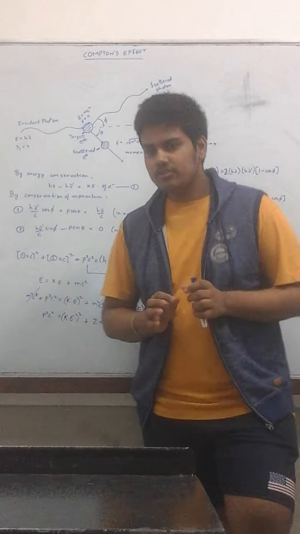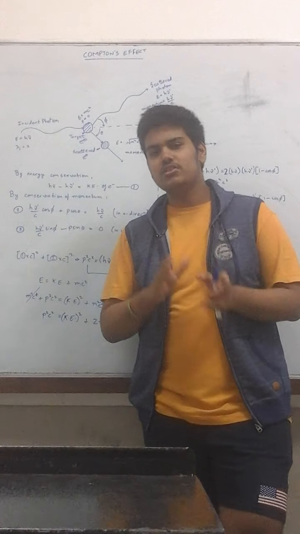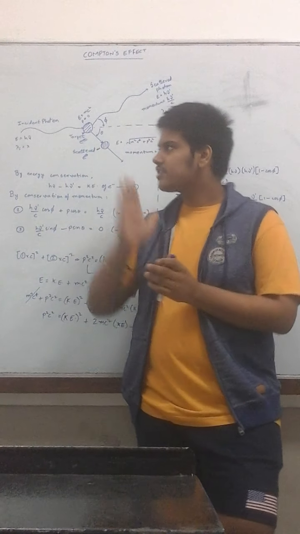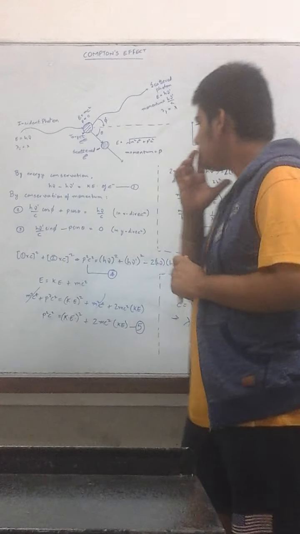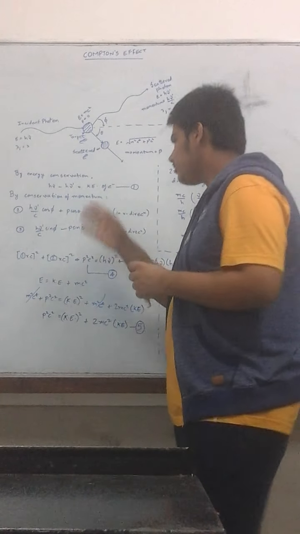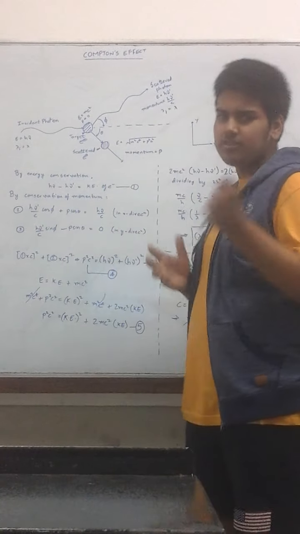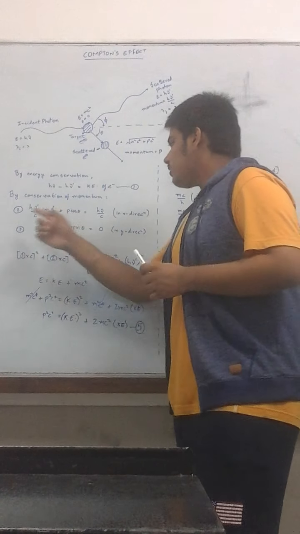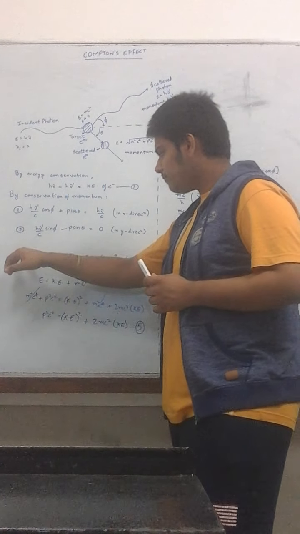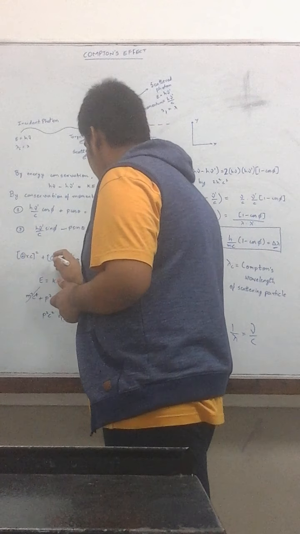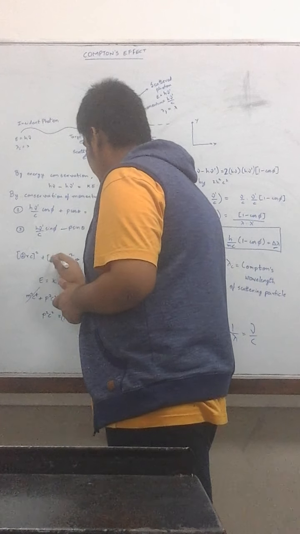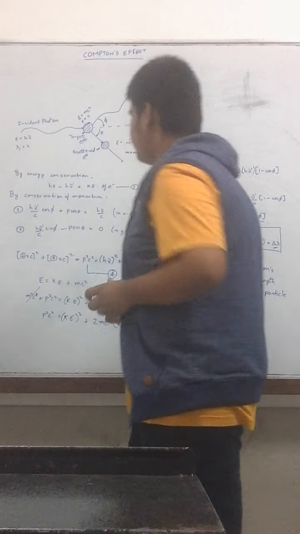Now we have to reach a formula which will give us the change in wavelength of the scattered photon and the incident photon. So we will have to apply some mathematics between these three equations. First of all, what you need to do is multiply this, this is equation 2, and this is equation 3.